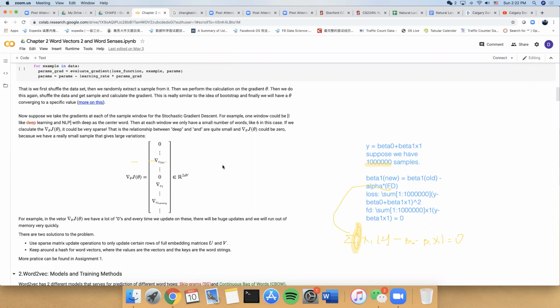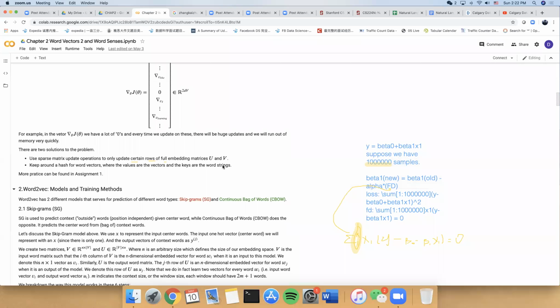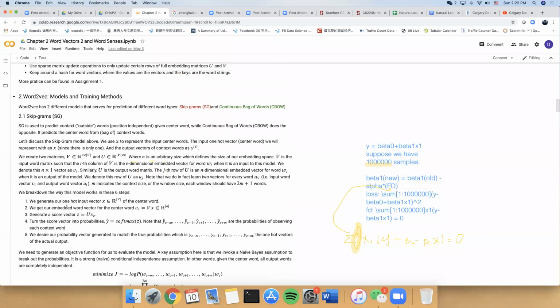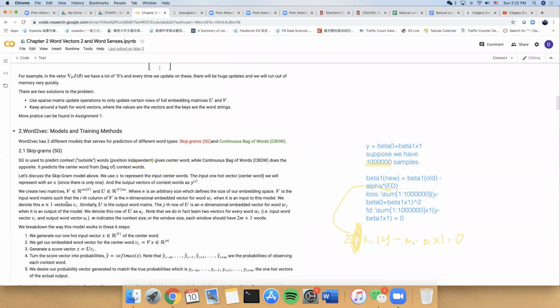Okay, now let's jump to the word2vec model. Last time we mentioned the word2vec model. Basically, it uses a center word. Instead of focusing on the whole sentence, we narrow into a small window and look at the words inside the window. We find the center word and the context words, and we try to make a prediction based on the center word or the context words.